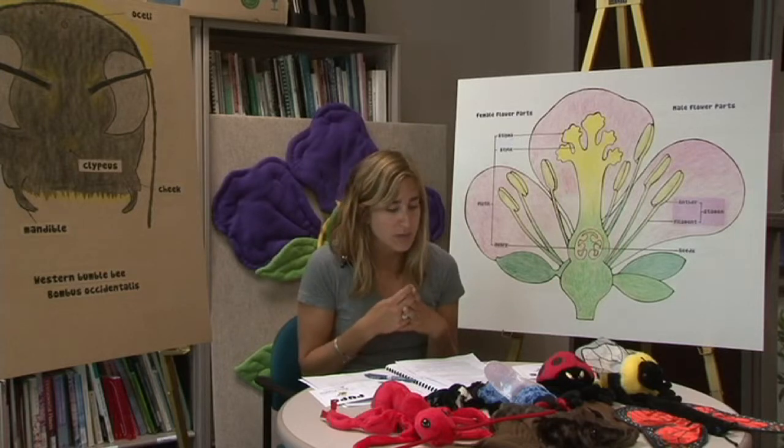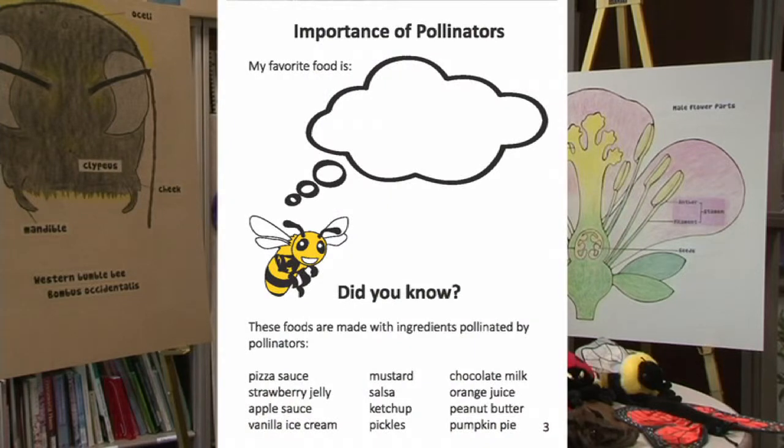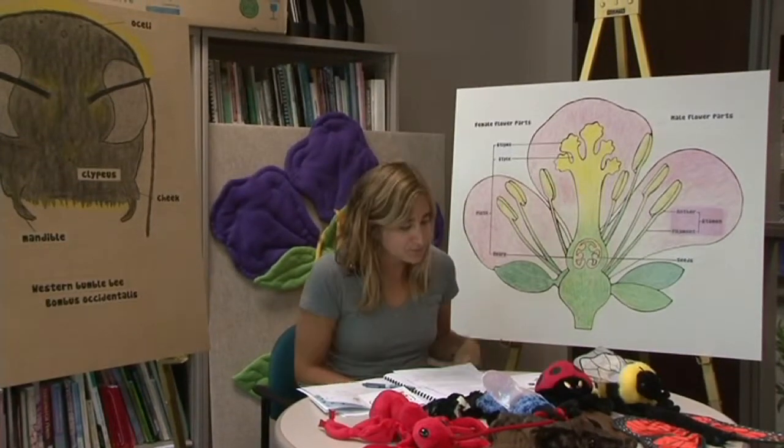So what would happen if bees disappeared? What would that mean for us as humans? It's good for kids to be able to relate to this and ask them about what foods would they miss if bees weren't around. This is why that third P is so important, that we promote the pollinator education to other kids, to other schools.